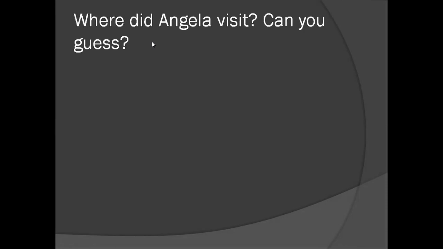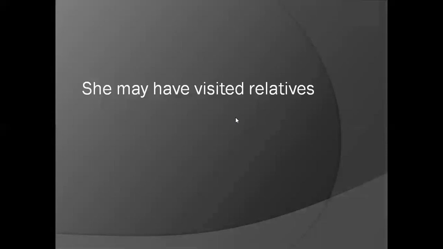Like for example, where did Angela visit? Can you guess? Now I'm asking you to guess. So your guess, how are you going to answer this? When you want to answer about guesses, you may say she might have visited relatives. So this is one example. Now you're answering. What are you trying to do? You're guessing, but you're talking about the past.